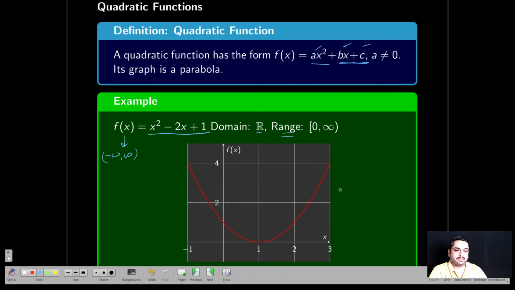Now, what is the range? See, this looks like a parabola. If we put any x value, you will always get 0 or more than 0, greater than or equal to 0. f of x is always greater than or equal to 0. So the given range is 0 included to infinity.